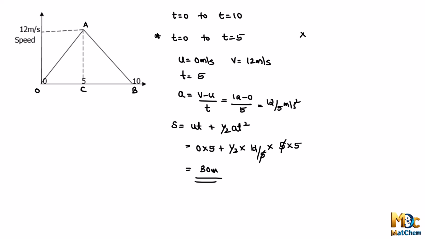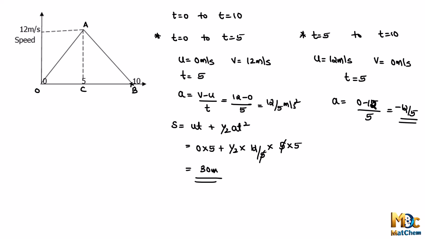In the same way, from t equal to 5 to t equal to 10. At t equal to 5, its initial velocity is 12 meter per second. It is coming to rest at the 10th second. Therefore, final velocity is 0 meter per second. Time taken is 5 seconds. Therefore, acceleration is (v minus u) upon t, that is 0 minus 12 divided by 5, which equals minus 12 by 5.